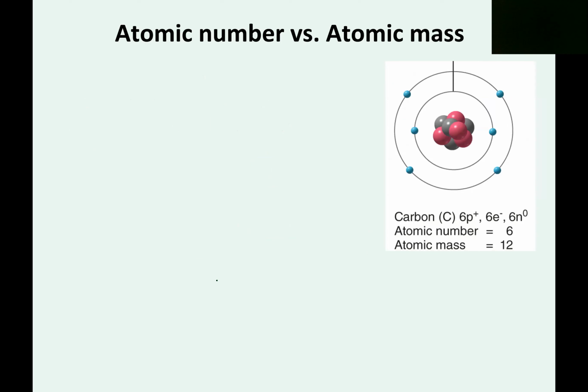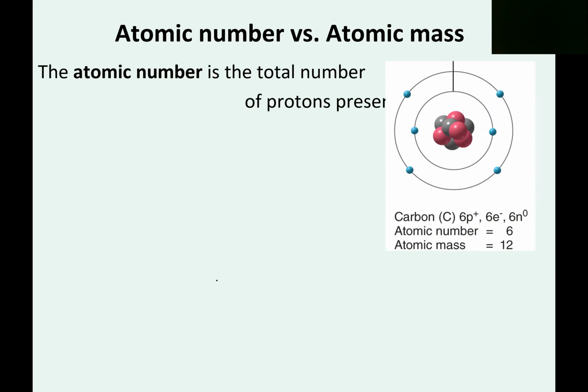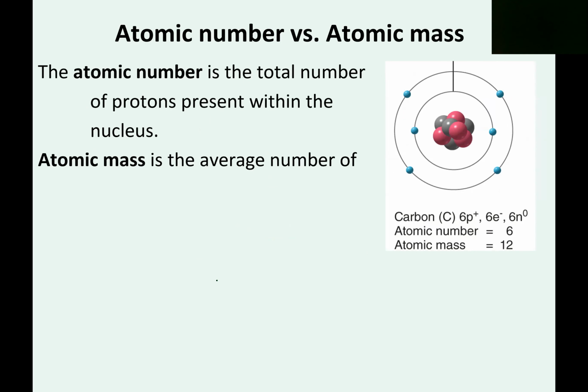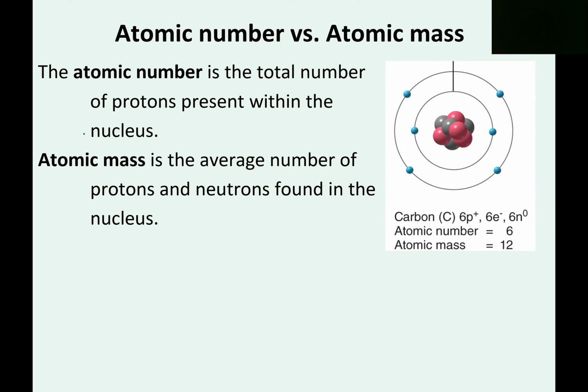So you have atomic number versus atomic mass. Atomic number is the total number of protons in the atom's nucleus. That tells you what element you're dealing with. Atomic mass is the average number of protons and neutrons found in the atom's nucleus. So with atomic number, it's just the number of protons.